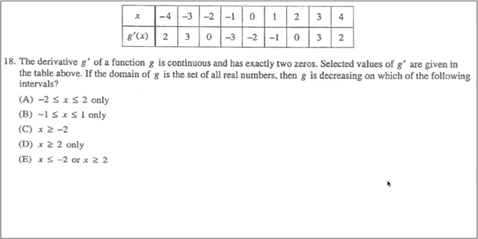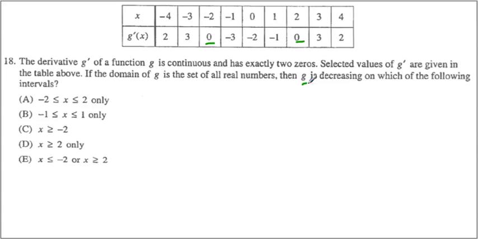Hello, so let us look at the last part of the 2003 multiple choice questions without the calculator. So number 18, here it goes. We are looking at a G prime that has exactly two zeros, as you can see over here. And then if the domain of G is real, G is decreasing on which of the following intervals?